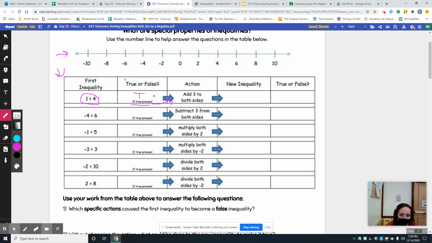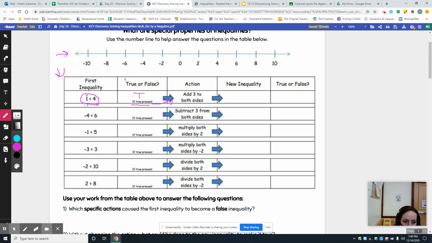But it's true, so now I need to add 3 to both sides. What they mean by add 3 to both sides is that you have the 1 and the 4. Just below the 1, we're going to put in a plus 3, and we're also going to add 3 to the other side, so plus 3. And then you're going to write your new inequality over here.